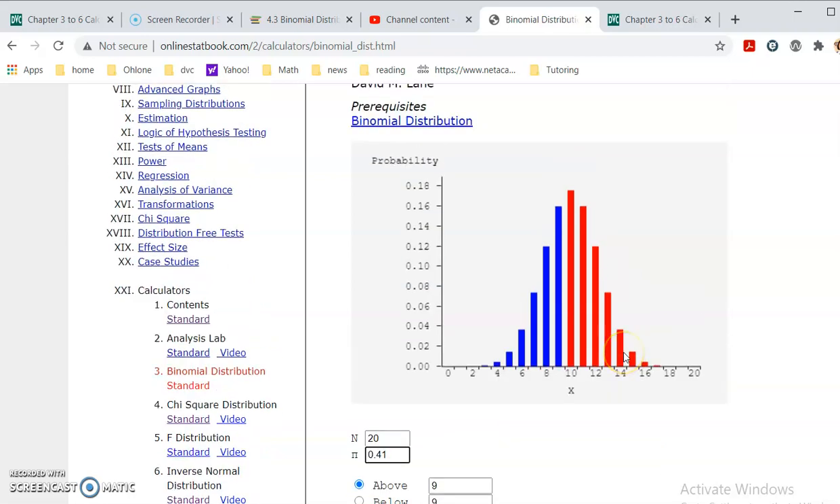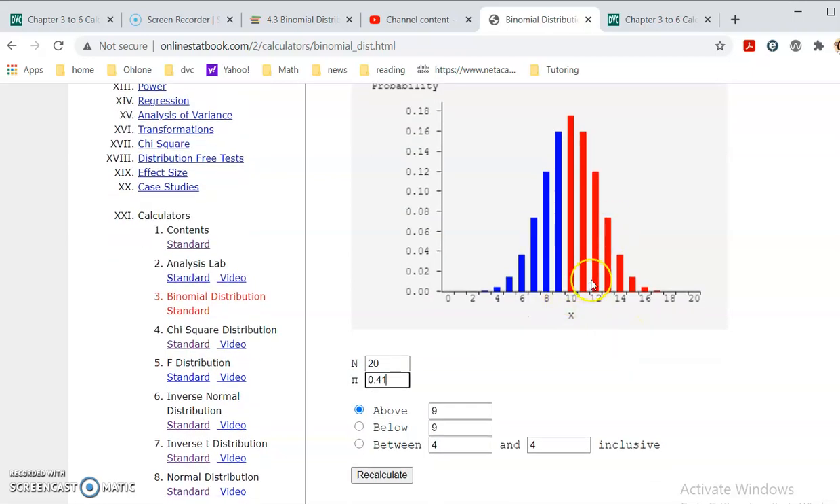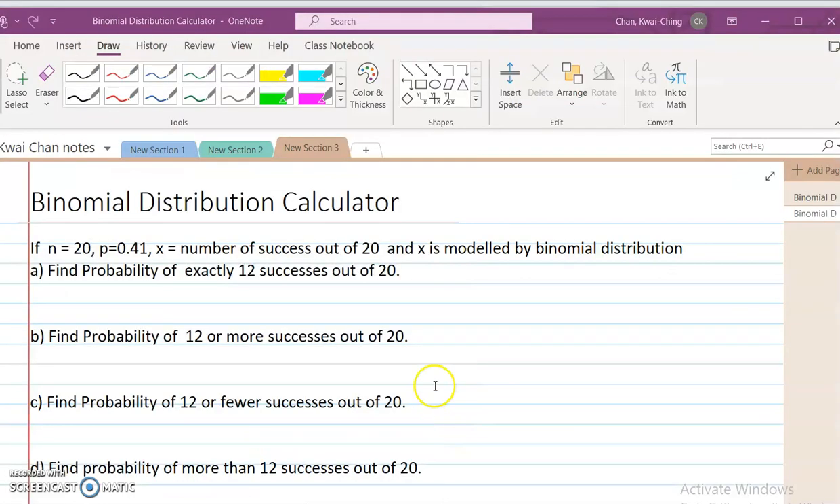But the good thing about OnlineStatbook is it actually shows you which one is being calculated. The one that you want is the one that lights up red. And you can do above, below, or between, which is really nice. Whereas in StatDis, you can only do more or less than. It's very hard to do in between. So let's do the calculation.